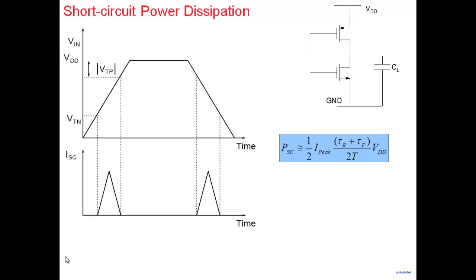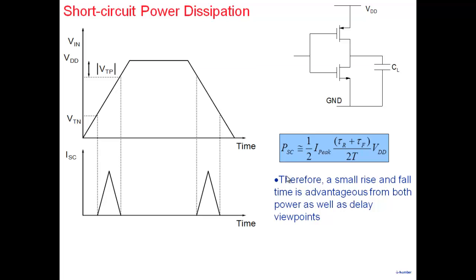The current is flowing only for a fraction of the rise time; the base part is not really the rise time. And similarly, the base part of it is not really the fall time, but a fraction of the fall time here. But anyway, an approximate expression is half I peak, tau r plus tau f. So that's the area of this particular triangle divided by T times VDD. So that's the average power that is drawn once you switch in this particular manner.